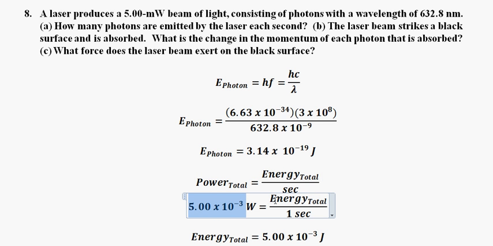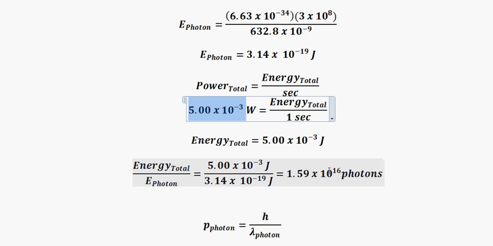5 milliwatts is energy over 1 second. It says how many photons per second. So that makes the total energy 5 times 10 to the minus 3. So as we've done before, this is the total energy. This is the energy per photon. And so if I take the total energy divided by the energy per photon, I end up getting the number of photons. This laser produces 1.59 times 10 to the 16 photons every second.